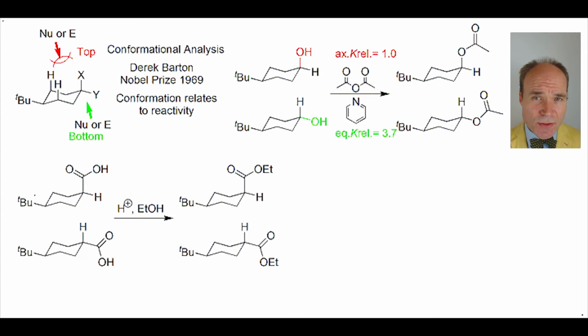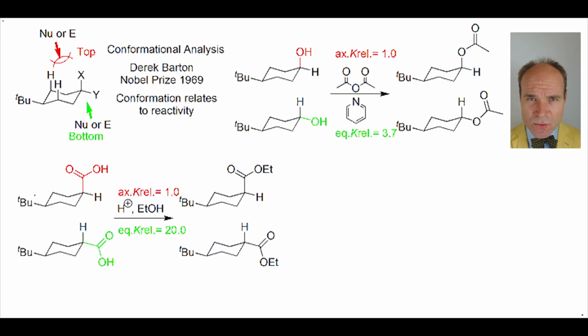In our next reaction, we're looking at the esterification of a carboxylic acid with acidified ethanol. Here, the equatorial carboxylic acid is 20 times more reactive than the axial carboxylic acid. For this axial carboxylic acid, the reagents must approach from the top face, and that's sterically hindered by the axial hydrogens attached to the third carbons from the ring carbon attached to the carboxylic acid carbon.